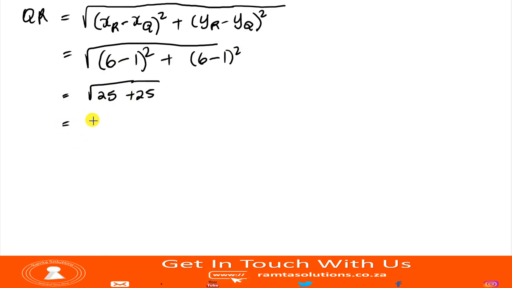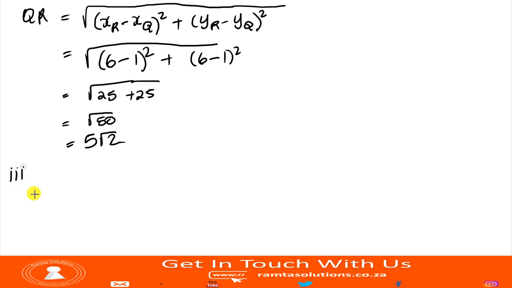So this is basically the square root of 50. Your calculator will say the square root of 50 is 5 root 2, isn't it? That's your answer. Let me write it. So it's 5 root 2.